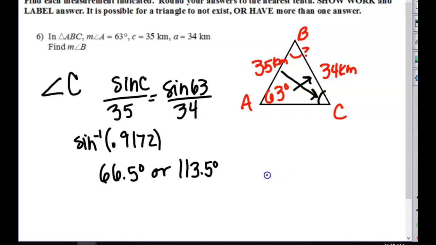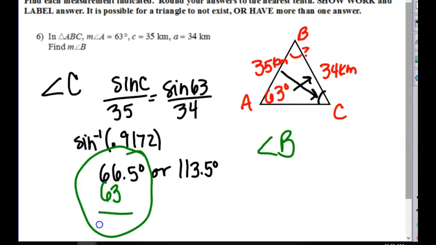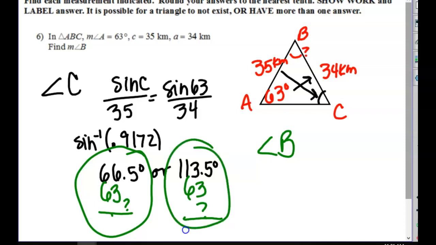And this is where this is harder than the quiz tomorrow. I would have just asked you to find C. But we're finding B. Any ideas how we can find angle B? Yeah, we're going to have to pretend if there's a 63 and a 66.5, then what would angle B be? Or if there's a 113 and a 63, then what would angle B be? Okay, we got two separate possibilities. So 180 minus 63 and minus 66.5.